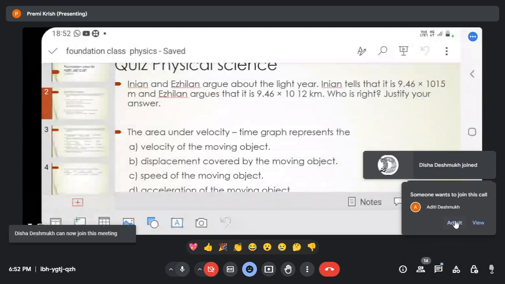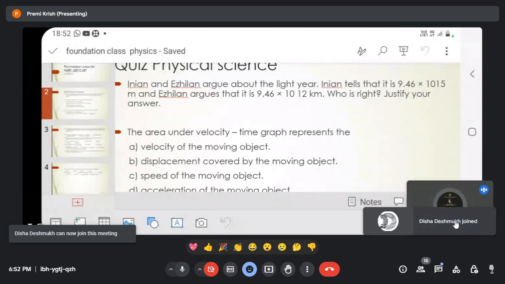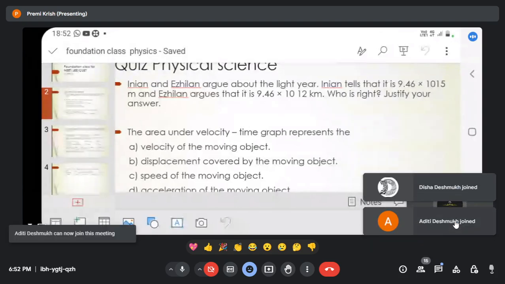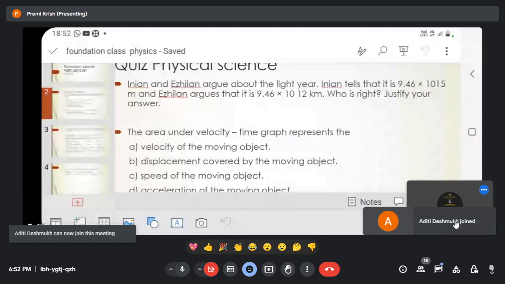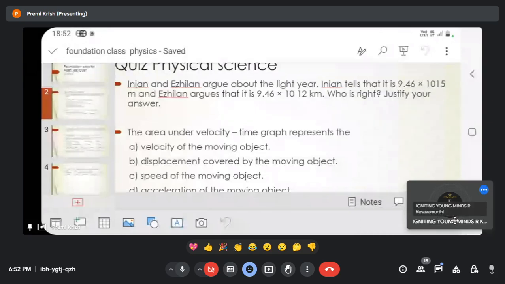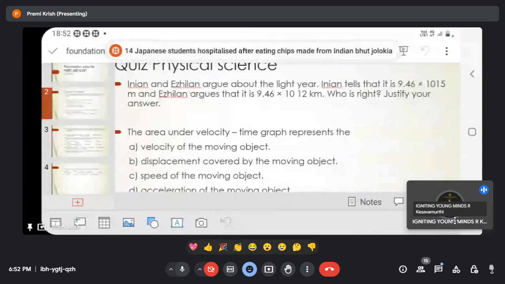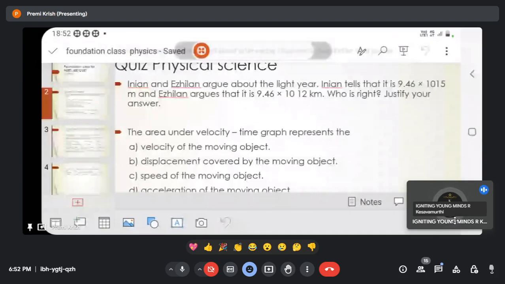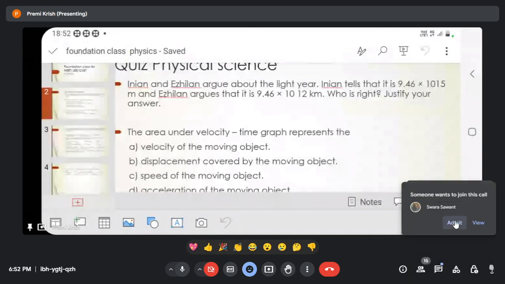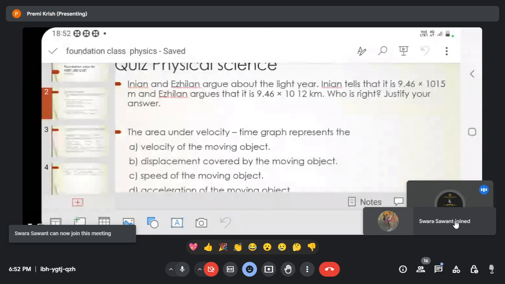Premi, let me read it once. We can go a little slow while reading also. Inian and Elilan, these are the two students, argue about the light year. Inian tells that it is 9.46 into 10 power 15 meter. And Elilan argues that it is 9.46 into 10 power 12 kilometer. Who is right? Justify your answer.